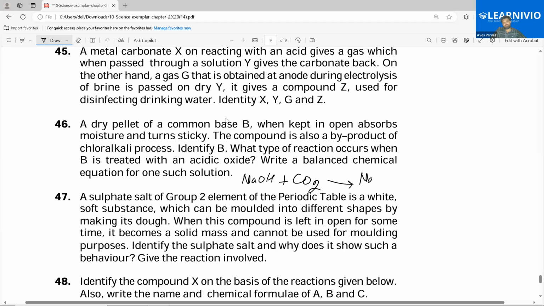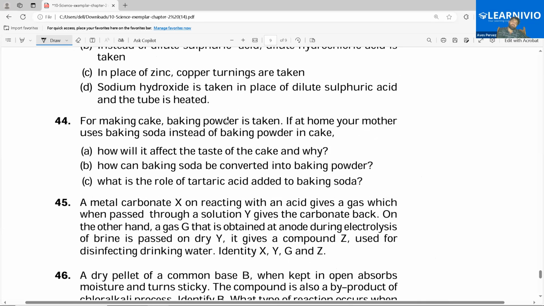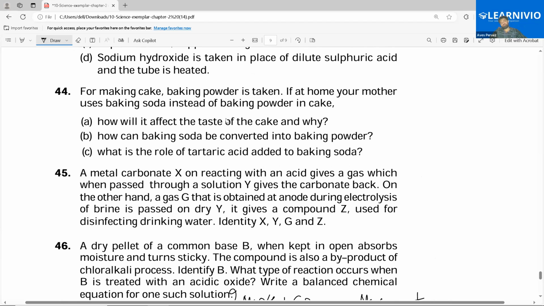Na2CO3 plus water. This is base, this is acid, and base plus acid will give you salt plus water. Okay, so you can balance it easily. Homework, right? Yes. Okay. Try to solve question number 45.